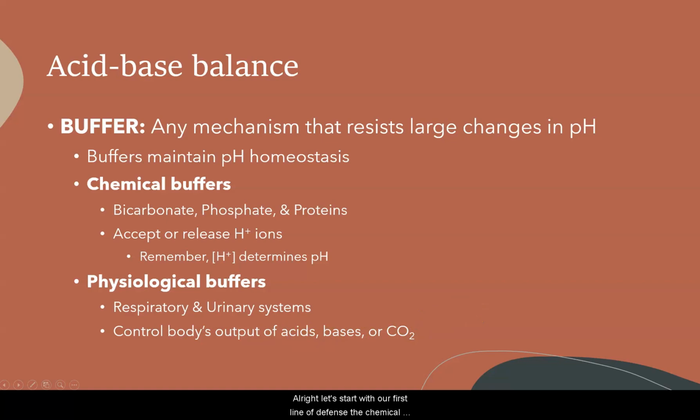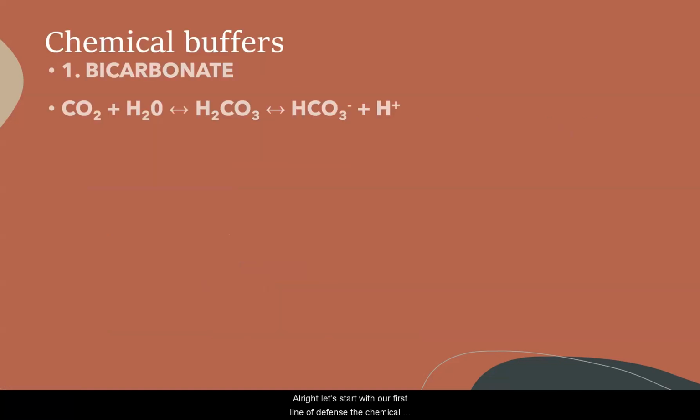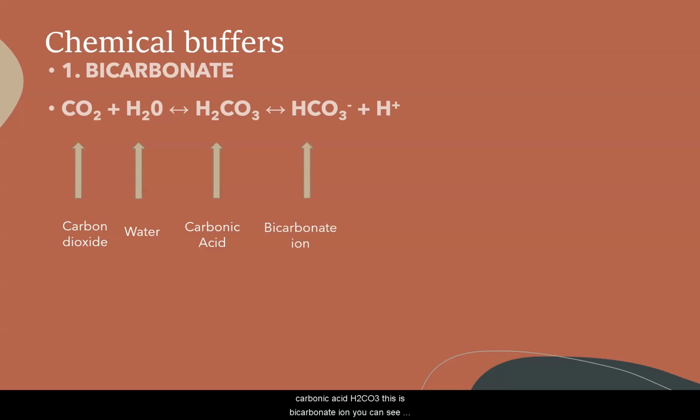All right, let's start with our first line of defense, the chemical buffers. And the first one here is bicarbonate. And so here is this equation. Let me list things out for you. CO2, you know, is carbon dioxide, water, H2O. This is carbonic acid, H2CO3. This is bicarbonate ion. You can see it's an ion because it has a charge. And this is a hydrogen ion.